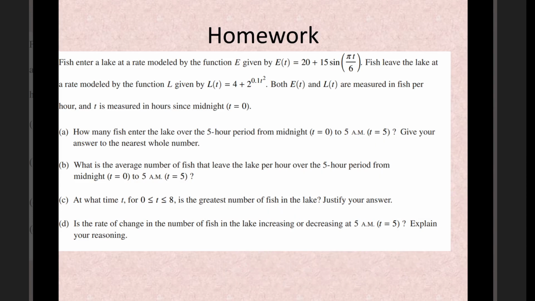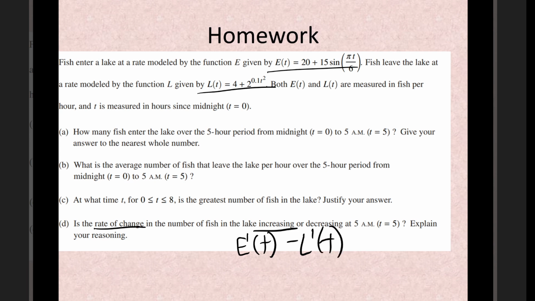And the last part says, is the rate of change of the number of fish increasing or decreasing at 5 a.m.? This one's a little more complicated because it says, where is the rate increasing? This is the second derivative because increasing or decreasing is a rate, and so we're taking a rate of a rate, a derivative of a derivative. And so we actually need to take the derivative of E and L. A lot of people didn't do this on the homework. So you want to do E prime of t minus L prime of t to figure out if the rate of change is increasing or decreasing at 5.